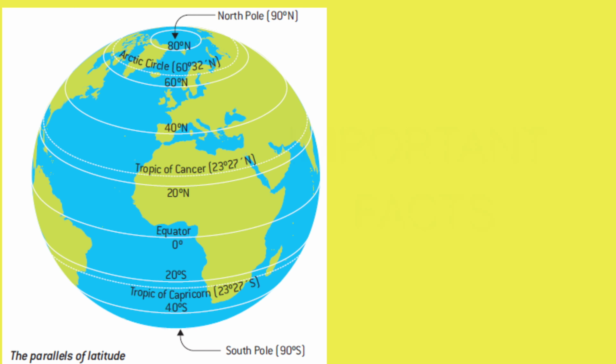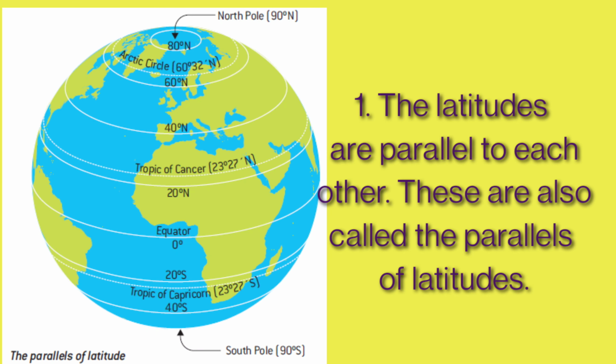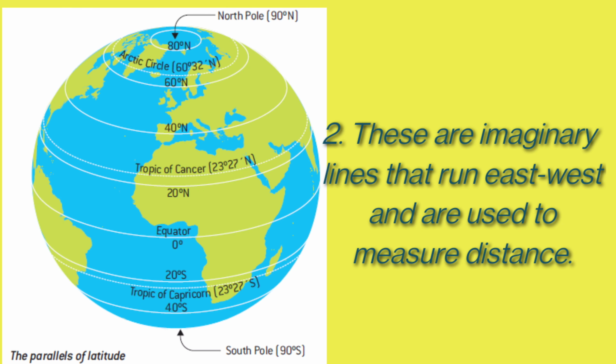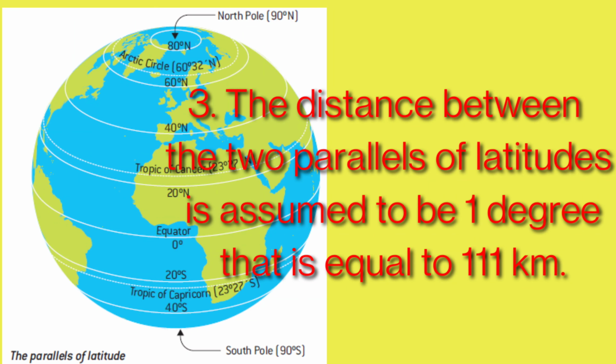First of all, important facts about latitude. The latitudes are parallel to each other. Therefore, these are also called the parallels of latitudes. These are imaginary lines that run east to west and are used to measure distance. The distance between the two parallels of latitude is assumed to be 1 degree, that is equal to 111 km.